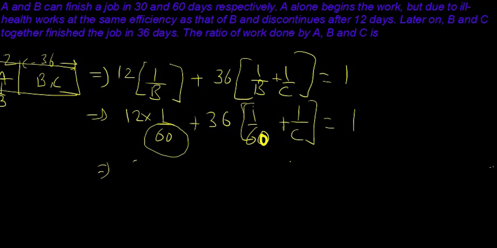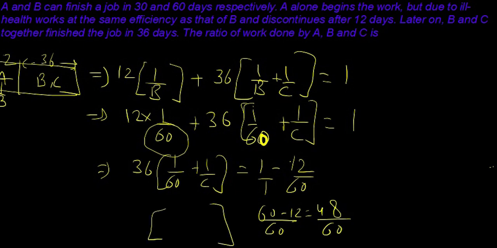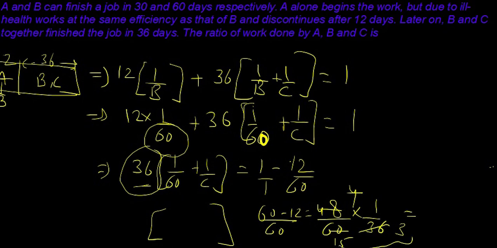So 36 into 1 upon 60 plus 1 upon C is equal to 1 minus 12 by 60. LCM is 60. 60 minus 12 is going to be 48 by 60. Now, 48 by 60, so let's divide this by 36 straight away. 12 threes are 36, 12 fours are 48. Now this is 4 and this is 15. So 15 into 3 is going to be 1 by 45. So now the equation is clear, that 1 by 60 plus 1 by C is equal to 1 by 45.